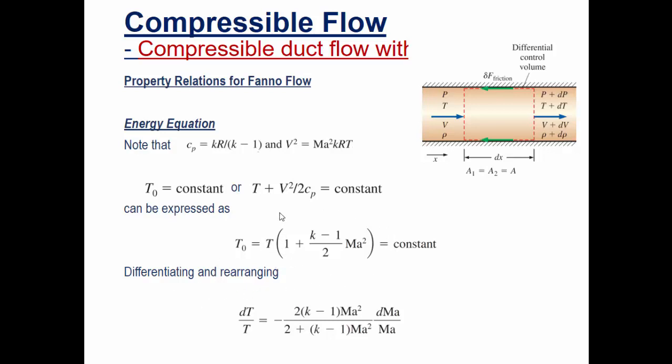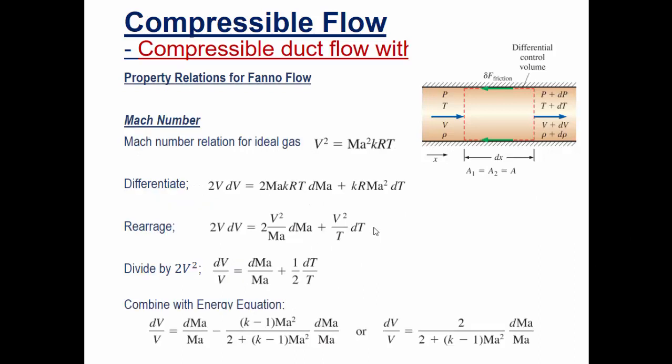this arrangement, we differentiate against the Mach number and rearrange, and we will get this expression. This is the expression of the differential form of this equation. Hence, we can develop the Mach number relation for this problem, or what we call the compressible duct flow with friction.